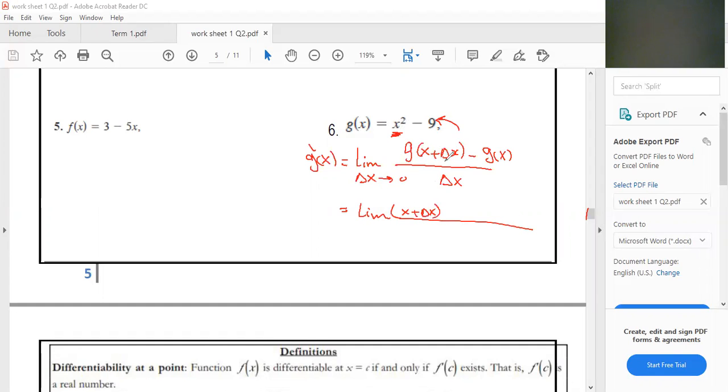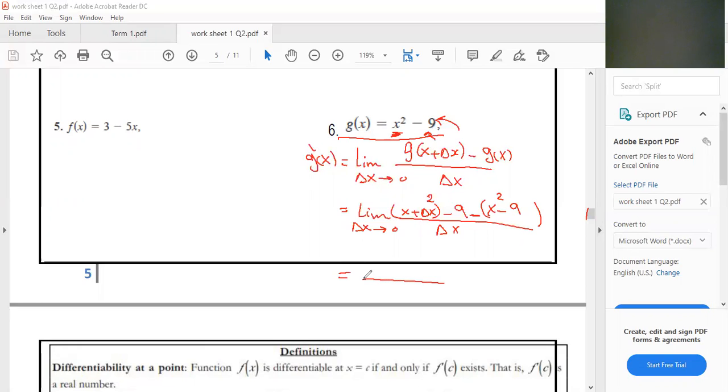That is g of x plus delta x minus g of x. This function g of x plus delta x means replace in this function. It will be (x plus delta x) squared minus 9, minus g of x. Don't forget to keep this between two brackets, because of the minus, I will change the sign of g of x. What is g of x? That is x squared minus 9, over delta x, when delta x approaches 0.